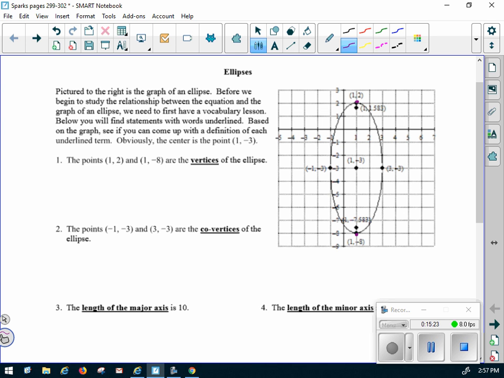So what are vertices of an ellipse? It could be long this way. It could be long horizontally. The longest, the farthest. That's right. They're the farthest points from the center. Write that down. Vertices, the farthest points from the center. In 4 directions. No, no. We'll get to question 2 in a second.